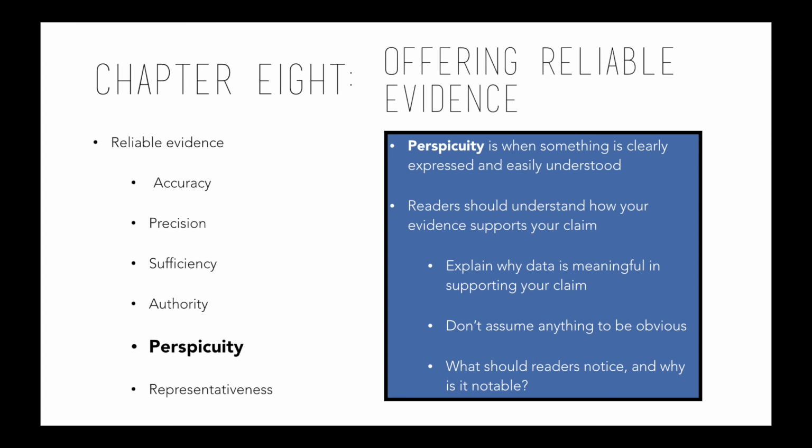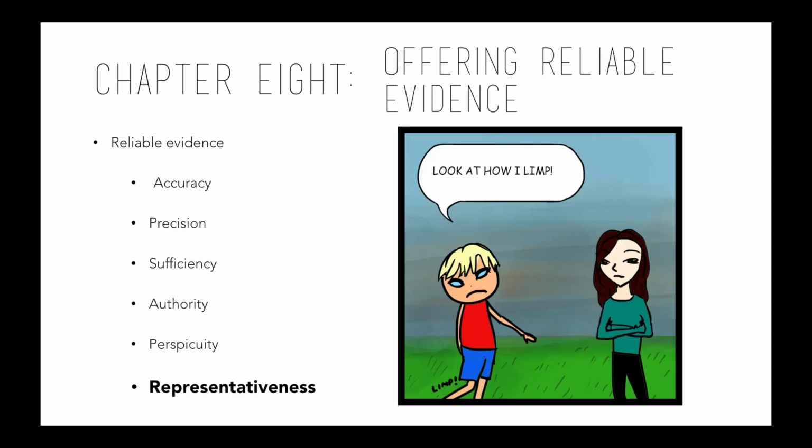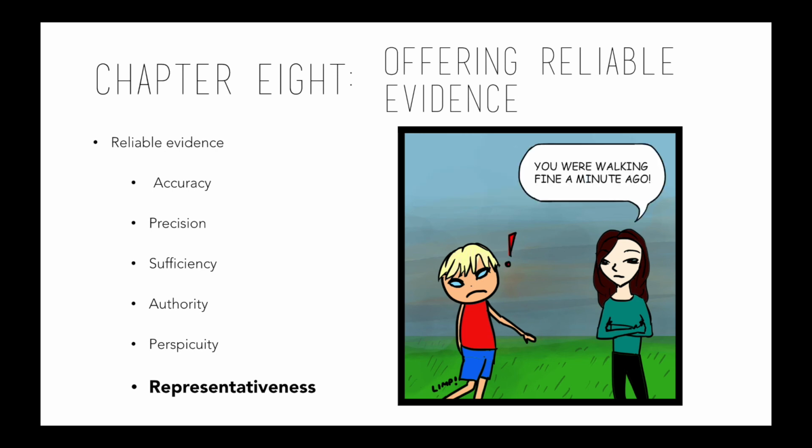The sixth and last criterion is representativeness. Evidence is representative when it reflects the whole population that your claim is about. For example, the boy suddenly starts limping and says, "Look at how I limp." The girl replies, "You were walking fine a minute ago," rejecting his evidence as it is not representative. As a second example, it is not representative if I claim that people in village A are left-handed, so all people in the world should be left-handed.